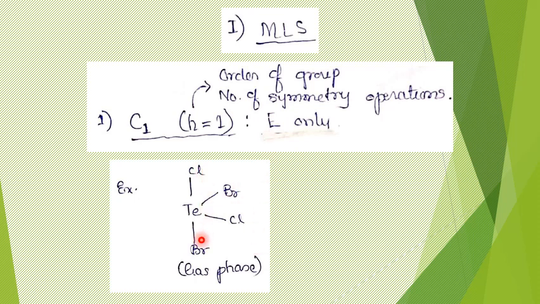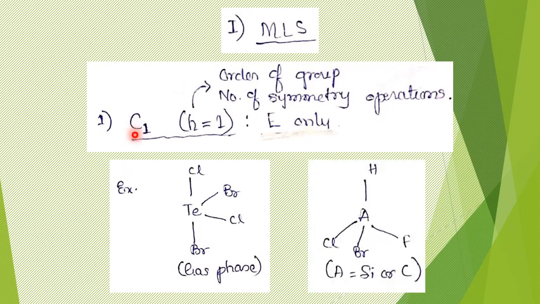Consider this example. This is a tellurium compound, and its shape is seesaw. I hope you know what a seesaw shape is. Essentially, you can say it is a TBP with a lone pair of electrons, and the lone pair occupies this position. That will not be taken for the geometry or shape of the molecule, so when we talk about shape, the lone pair is not considered. Without the lone pair, this molecule takes up this seesaw shape. In this molecule no other symmetry operation is possible except E. Therefore this molecule goes to the point group C1.